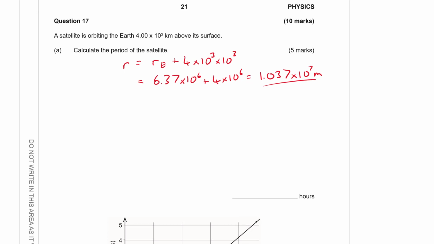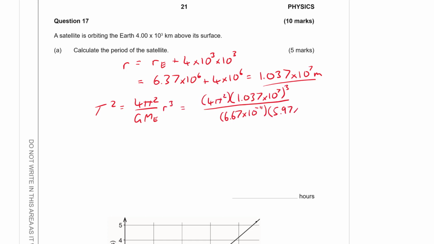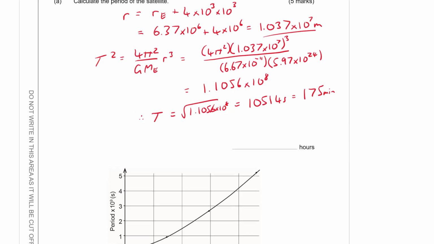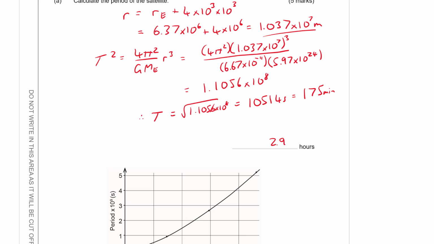Okay, so with that result, we can just throw that straight into Kepler's law: 4 pi squared over G, mass of the Earth, r cubed, with the mass of the Earth being times 10 to the 24. That ends up being equal to 1.1056 times 10 to the 8. Now that's T squared, so your T, your period, is going to be equal to the square root of that, which is .0514 seconds, which is 175 minutes. It's asking for the number in hours, so you divide that by 60 and you'll get 2.92 hours.